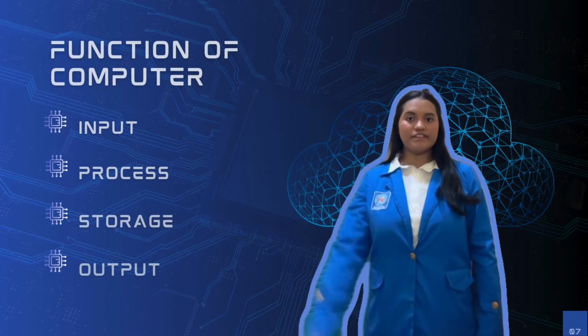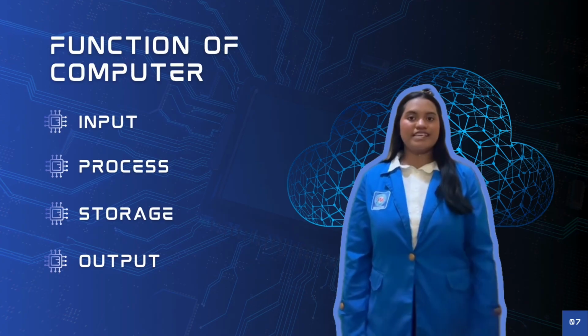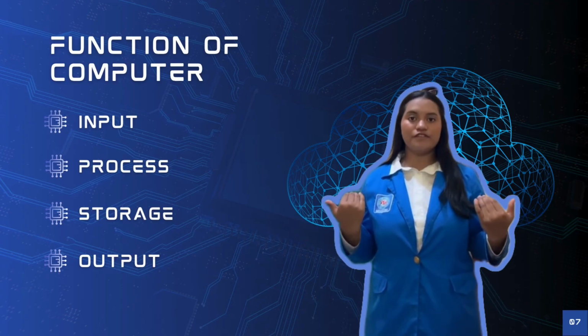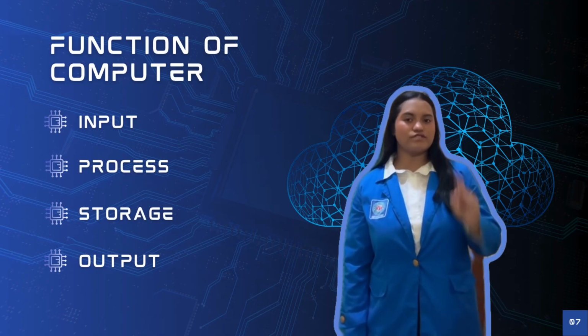Let me break down the four main functions of a computer. The first is input. This is where the computer receives data from the user. For example, when you type on a keyboard or click the mouse.